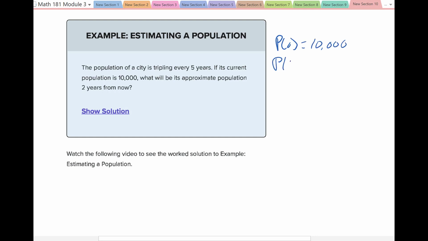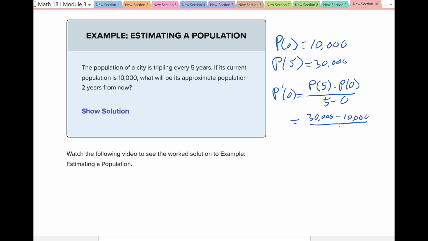Our population in 5 years is triple, so it's 30,000. So we want to get that rate of change. The rate of population change at time 0 is going to be the population at 5 minus the population at 0, divided by 5 minus 0. So it's going to be 30,000 minus 10,000 divided by 5. So 20,000 divided by 5 is 4,000. So 4,000 people a year.